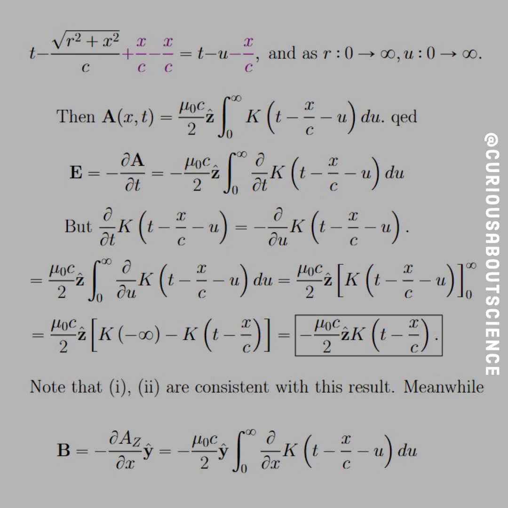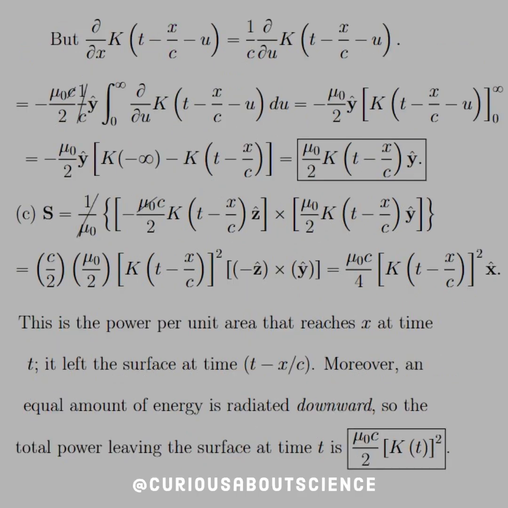Meanwhile, B is just the negative partial of A z with respect to x in the y hat direction. Following a similar manner, we need to take the partial d by dx of k, and we need to put that in terms of what it is to take the derivative with respect to u. We know that with dx, we get a factor of 1 over c out because of the chain rule. That's what we see here: 1 over c du, d by du of k is the equivalent partial derivative. Put that in and you see the c's cancel, fundamental theorem again, and we see that the B field is equal to mu naught over 2 k of t minus x over c in the y hat.